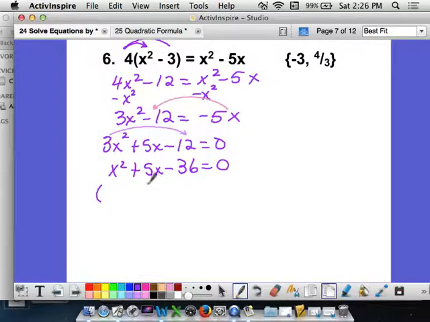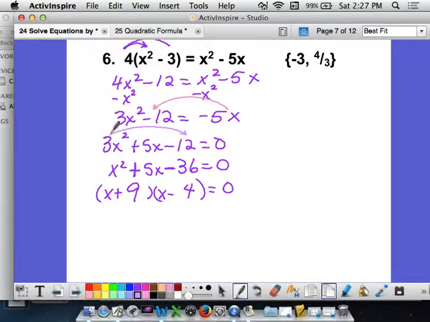Now I factor that, setting up the two binomials equal to 0. The signs will be different. Since this is a difference, the signs will be different. x plus, x minus. The question is, what factors of 36 subtract and give us 5? That would be 9 and 4. The bigger number 9 gets that sign positive, and 4 gets the negative.